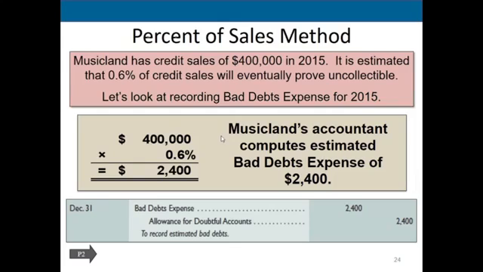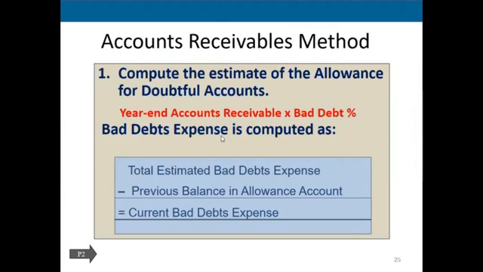We already know how to do the journal entry. It's how did we get to the $2,400? In this case, it was simple. A percentage of credit sales. It could be a percentage of total sales. It shouldn't be a percentage of cash sales, right? Because you've already collected that.